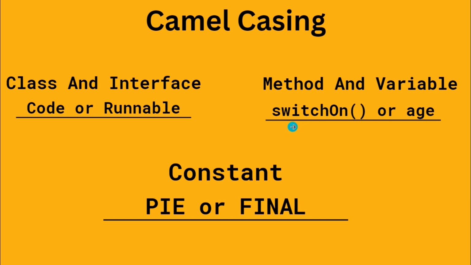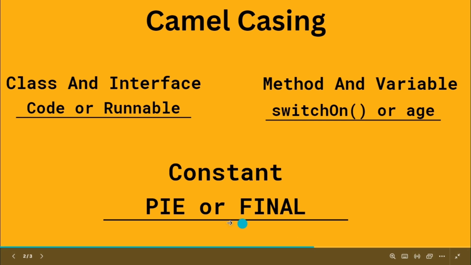And whenever you have to add another word with switch, like we are adding on, we write a capital letter after that. So this concept is called camel casing. Switch is small, and if you're adding a person after it, the p should be capital. This is the way you have to follow naming convention as a developer. It is not compulsory, but it is a good practice. Now we have a constant which is pi or final.